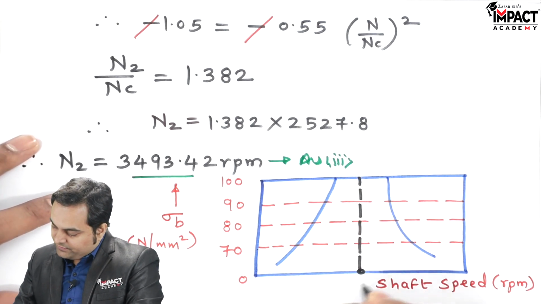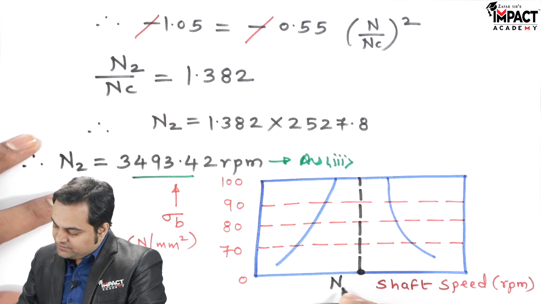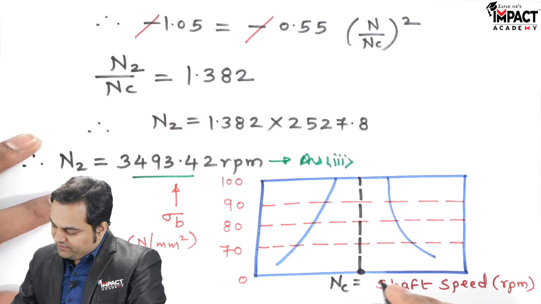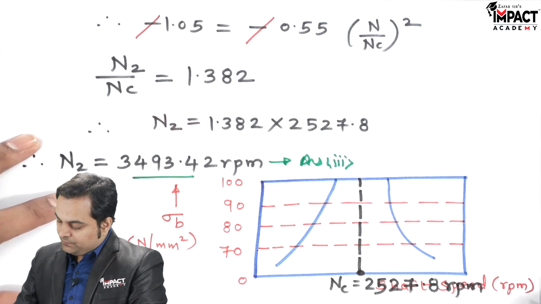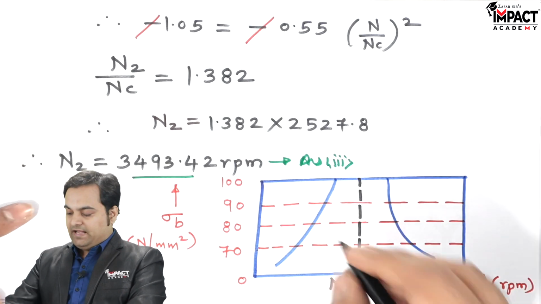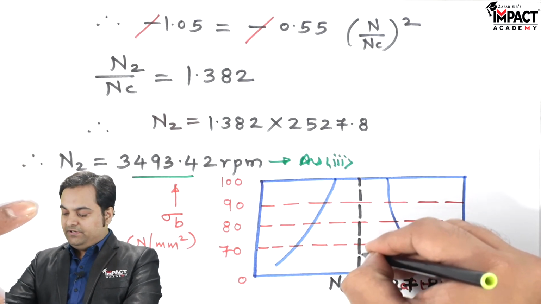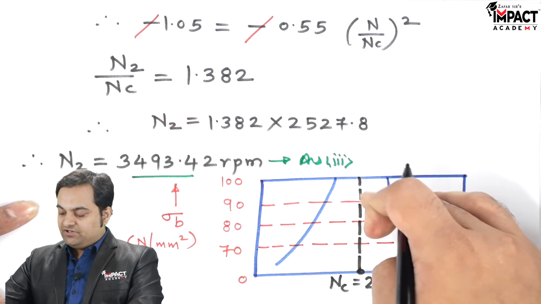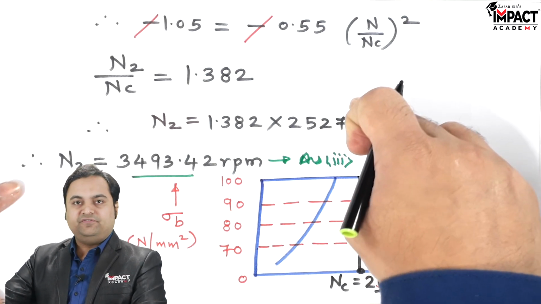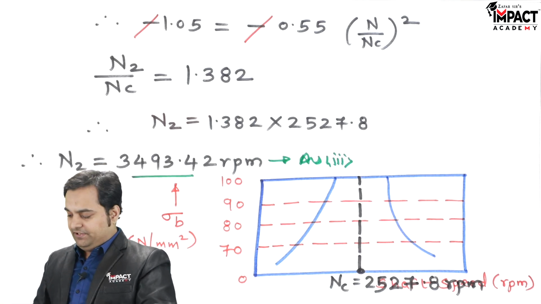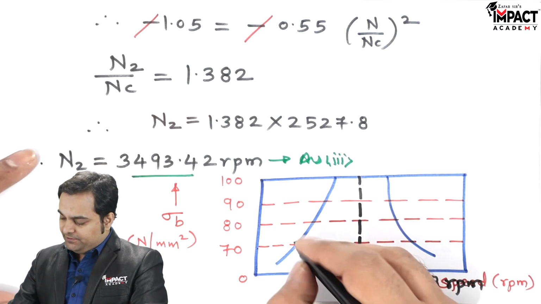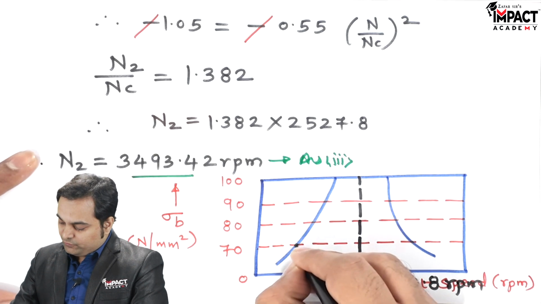So here is the critical speed, which is NC, 2527.8 rpm. So this is the critical speed, and as we can see at the critical speed, the bending stress is also pointing towards infinity. Similarly, the deflection of the shaft will also be towards infinity, and N1 speed at 70 we have to see.